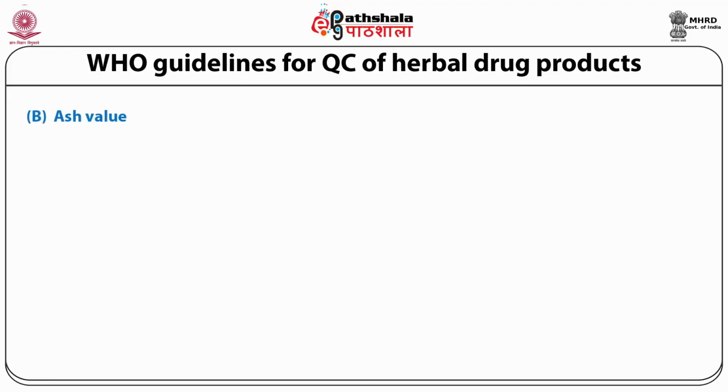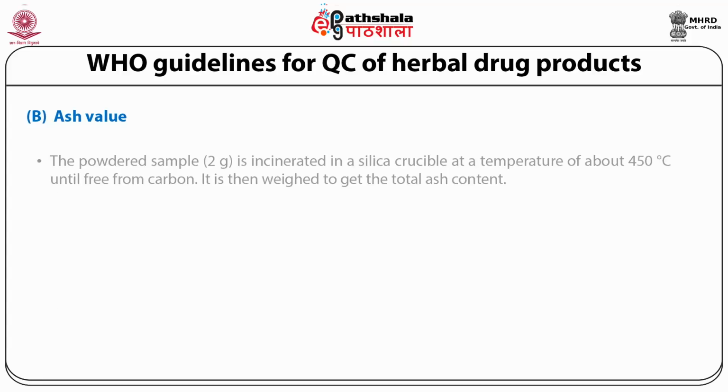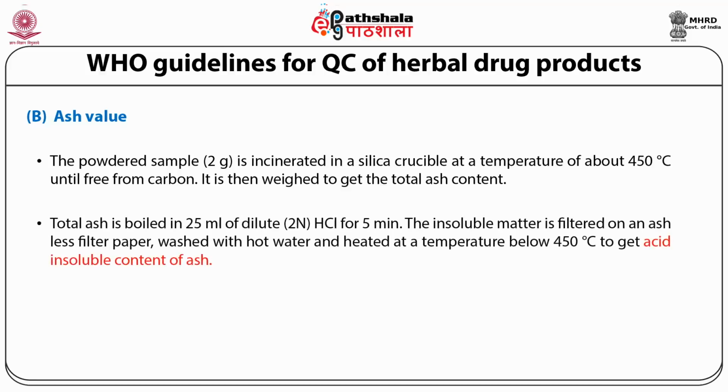Let's now discuss ash value as a quality control parameter. The ash that is left after incineration of the plant material in a silica crucible when the temperatures are about 400 degrees Celsius is usually carbon free, and the total weight of the ash with respect to the initial material is known as total ash content, while acid insoluble ash content is determined by treating the ash with dilute HCl for 5 minutes.